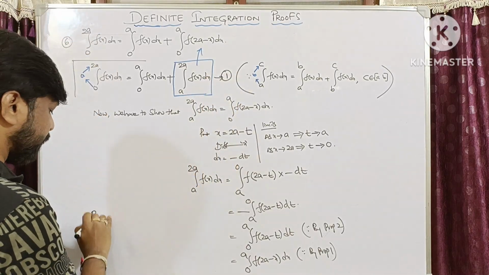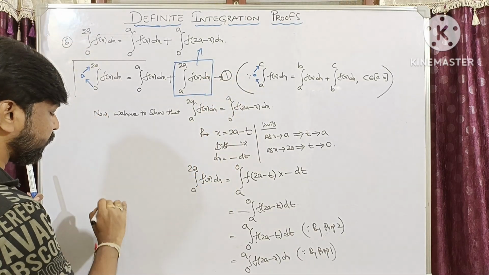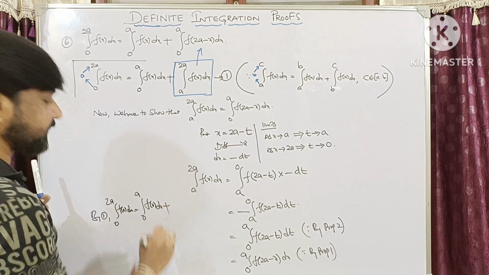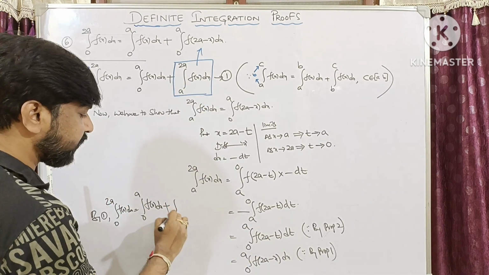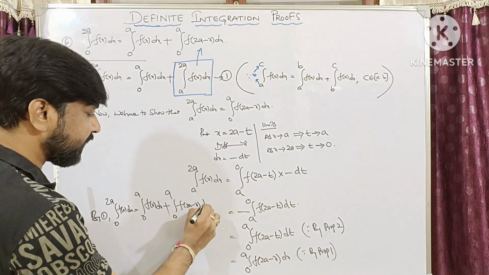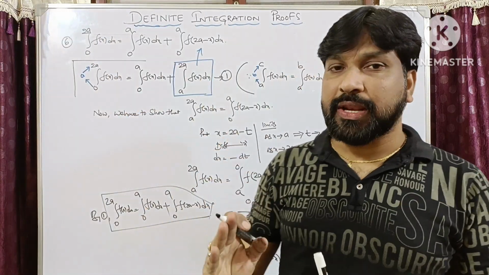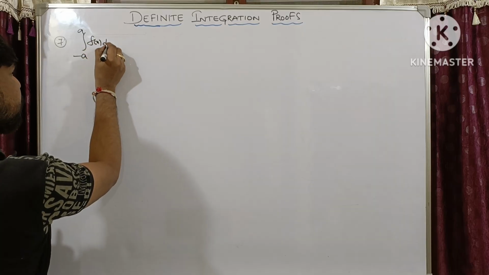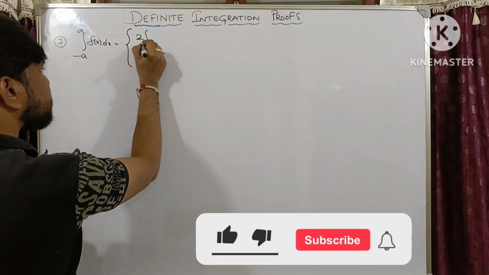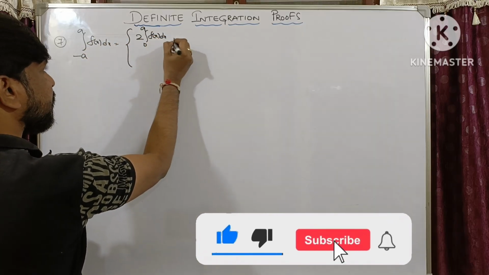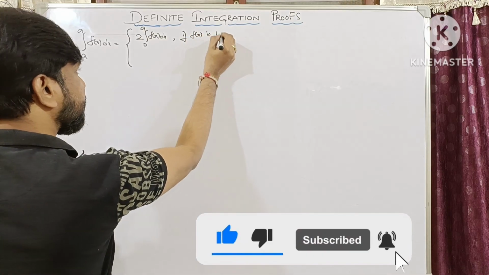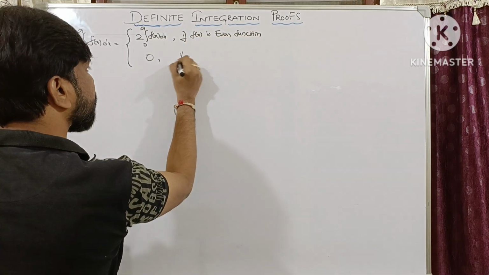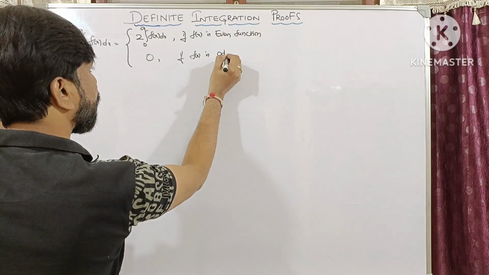By 1, you are going to write integral 0 to 2a f of x dx is equal to integral 0 to a f of x dx plus, in this place we have replaced it with, integral 0 to a f of 2a minus x dx. This is the proof of property number 6. Integral minus a to a f of x dx is equal to 2 times integral 0 to a f of x dx if f of x is an even function, and 0 if f of x is an odd function.